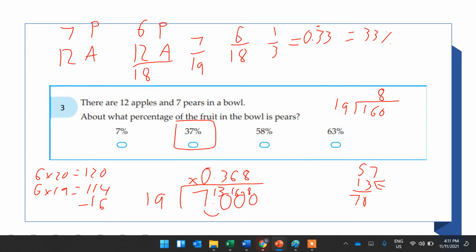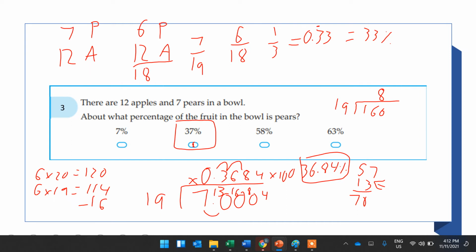And this will be the last one I do. 19 that goes into 80. I know that's going to be 4 remainder 4. 4 19s are 76. So that's our decimal. And obviously we can just times our decimal by 100, which means I've got to move the decimal place over twice. And therefore it's 36.84%, which is very, very close to 37, which you already figured out.